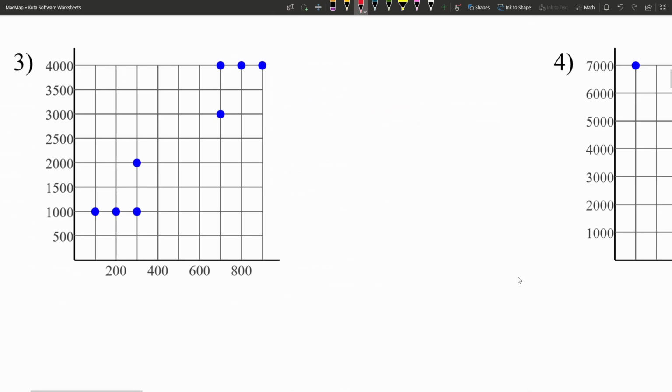Let's move on to number 3. In number 3, what happens with our points? As we go to the right, we're about the same here, and then we increase, we continue to increase, and then we continue to get higher until we're about up here. So overall, since there's a trend of our points getting higher in value as we move to the right, this is indeed a positive correlation.